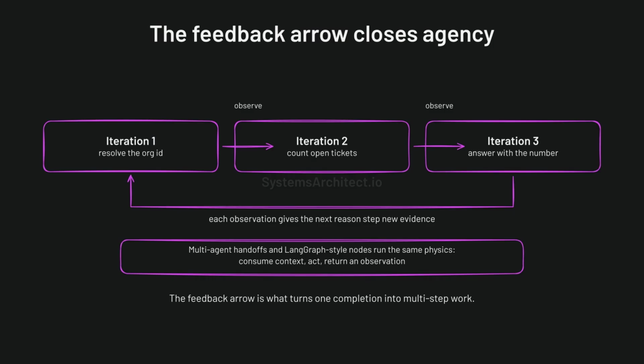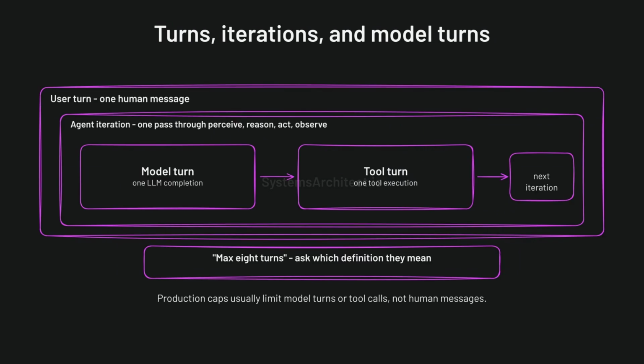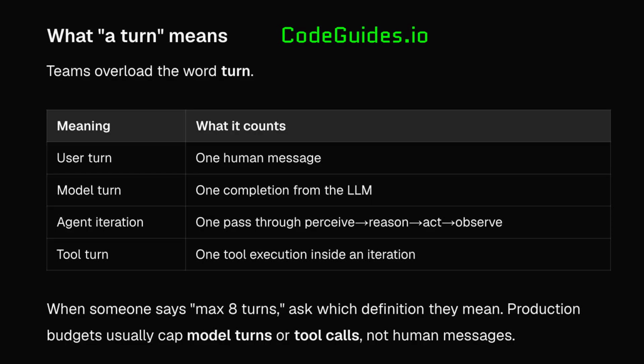LangGraph-style graphs still consume context, act, and return observations on each node. The OpenAI Agents SDK ships a built-in runner that keeps calling tools until the task finishes, pauses for approval, or hits a stop. Teams overload the word turn, so budgets go wrong when definitions drift. A user turn is one human message.